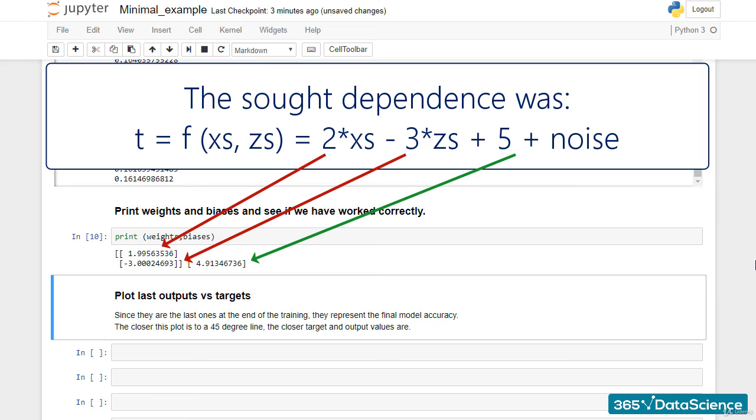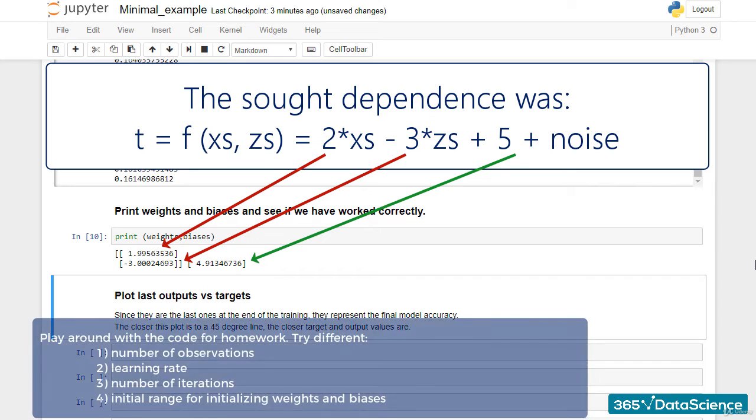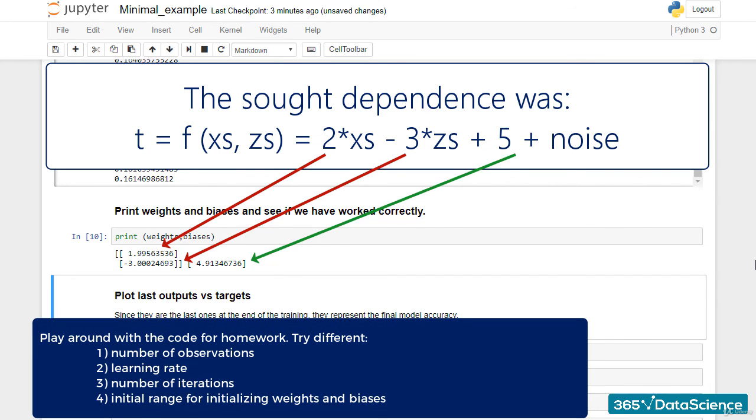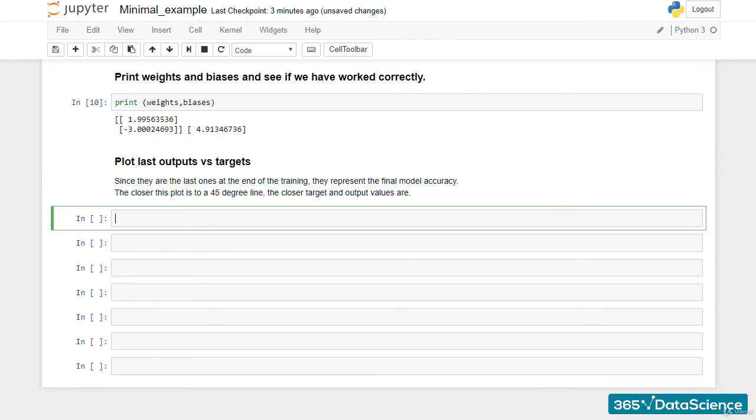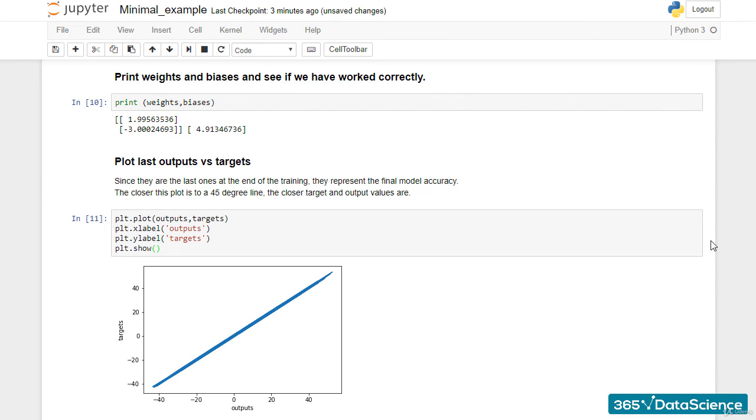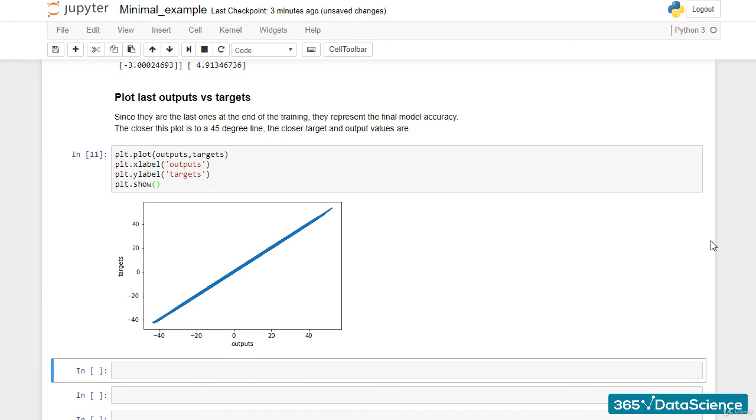We can see the bias improves when we increase the number of iterations. We strongly encourage you to play around with the code and find the optimal number of iterations for the problem. Try different values for observations, learning rate, number of iterations, maybe even initial range for initializing the weights and biases. Cool. Finally, I'd like to show you the plot of the outputs at the last iteration against the targets. The closer this plot is to a 45-degree line, the closer the outputs are to the targets. Obviously, our model worked like a charm.